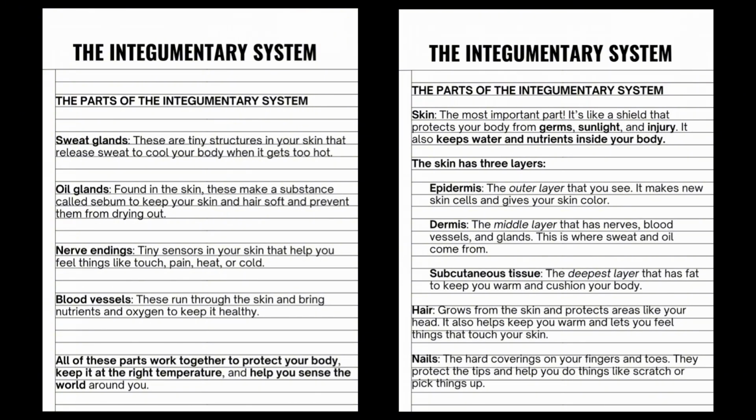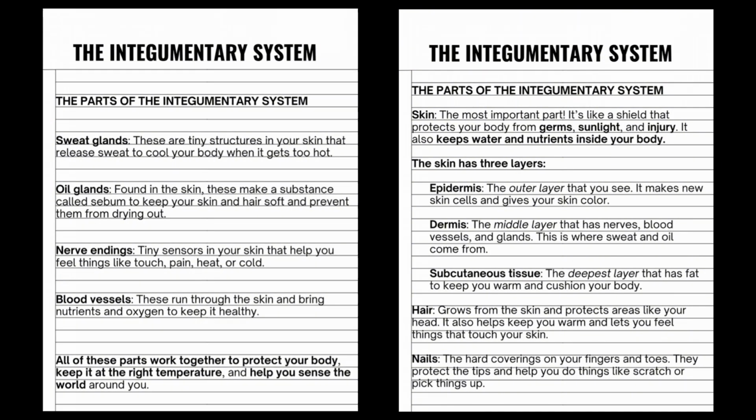Now, the parts of the integumentary system. Sweat glands. These are tiny structures in your skin that release sweat to cool your body when it gets too hot. Oil glands. Found in the skin, these make a substance called sebum to keep your skin and hair soft and prevent them from drying out. Nerve endings. Tiny sensors in your skin that help you feel things like touch, pain, heat, or cold. Blood vessels. These run through the skin and bring nutrients and oxygen to keep it healthy. All of these parts work together to protect your body, keep it at the right temperature, and help you sense the world around you.